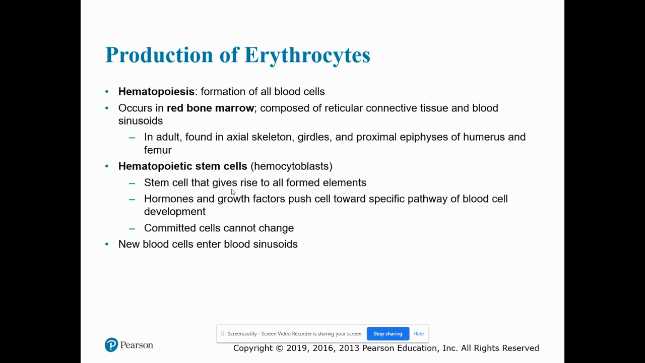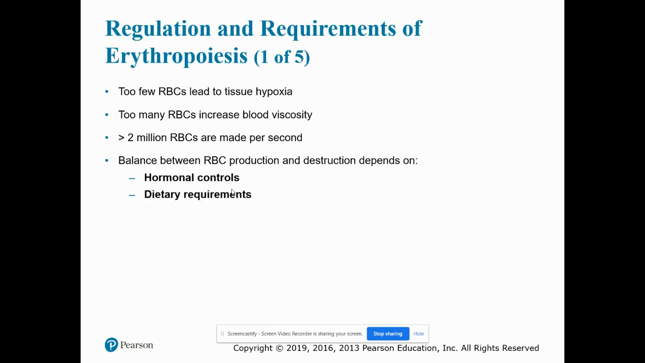Hematopoietic stem cells, or hemocytoblasts, are stem cells that give rise to all formed elements. And then we have 2 things that push cells towards a specific pathway of blood cell development, and that's hormones and growth factors. Once the cell is committed, it cannot change. And then new blood cells are going to enter blood sinusoids.